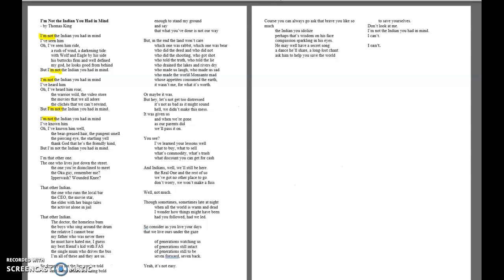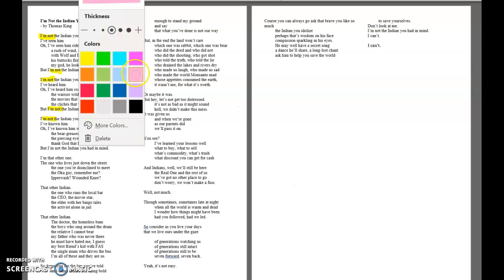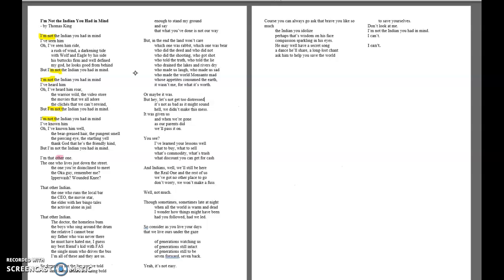Those are the first phrases that are repeated. Second phrases that are repeated, we have other. And we see it again, other. Then the poem shifts a little bit more, but we want to pay attention to the different types of words and repetition that stand out.